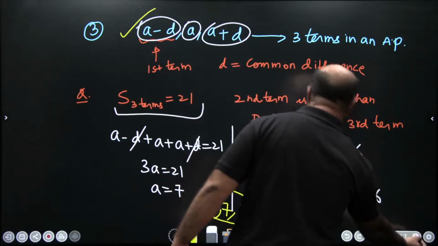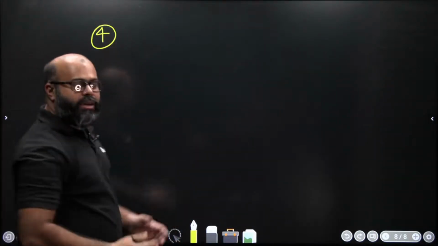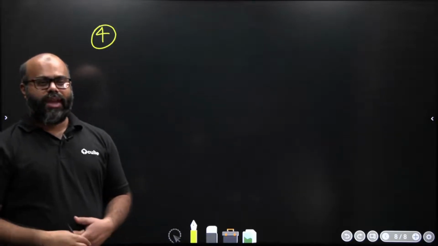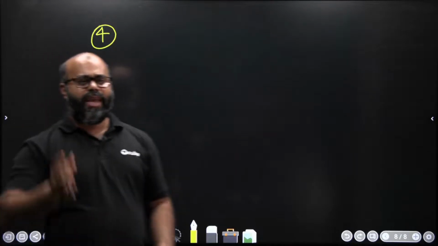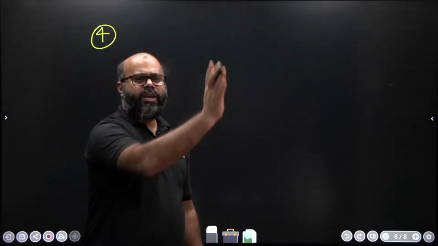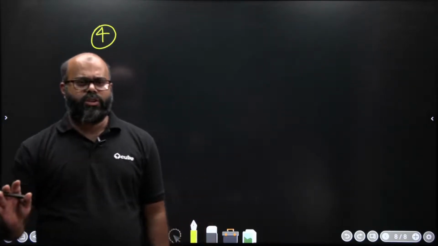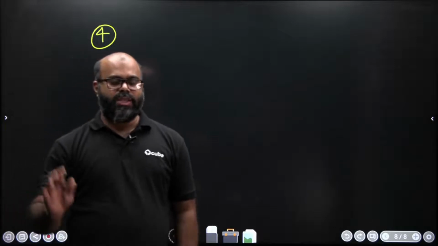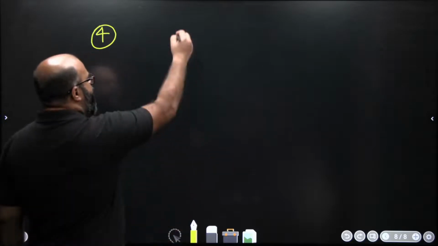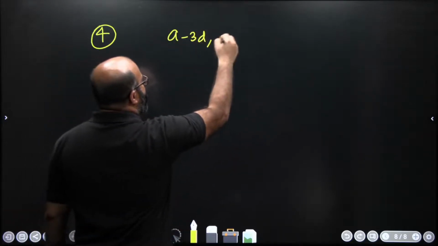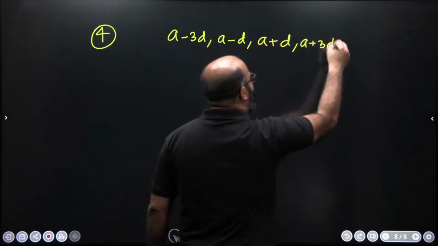Now we talk about another property, which is the fourth property. The fourth property says if we are taking 4 terms, not 3 terms, then what is the best way to take those terms? Should we take a plus d, a plus 2d, a plus 3d? That is also fine, but it would again be a lengthy, complex calculation. So we will take those terms in such a manner that it is not a lengthy calculation: a minus 3d, a minus d, a plus d, a plus 3d. So this is for 4 terms.